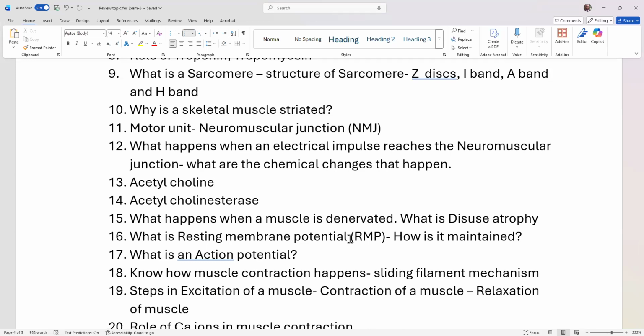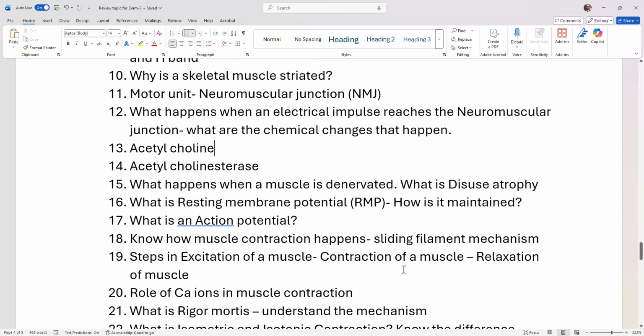Know how muscle contraction happens. What is the sliding filament mechanism? What are the steps in excitation of a muscle? A muscle becomes excited, and that is from the nerve. There are some chemical changes happening there, resulting in contraction of the muscle. And after contraction, there is relaxation. Relaxation is another process by itself, which is an active process. Both contraction and relaxation both need ATP.